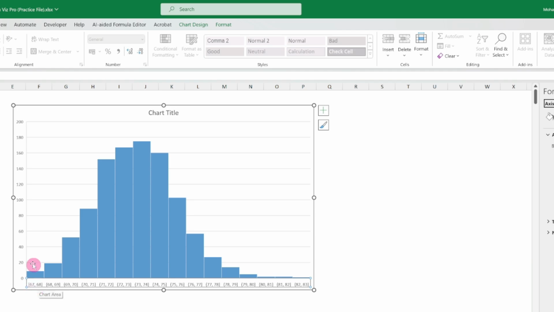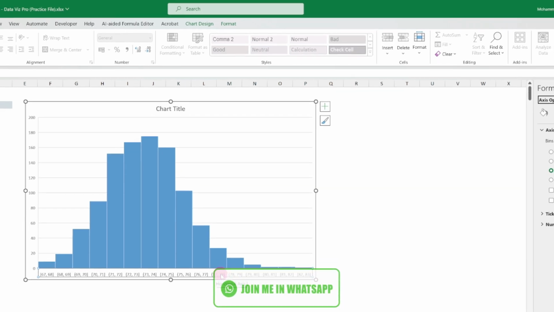Let's see how many people there are. There are 9 people whose height is between 67 and 68. And in the case of this one, there are 175 people whose height is between 73 and 74 centimeters. And for this one, there are 27 people whose height is between 77 and 78 centimeters.